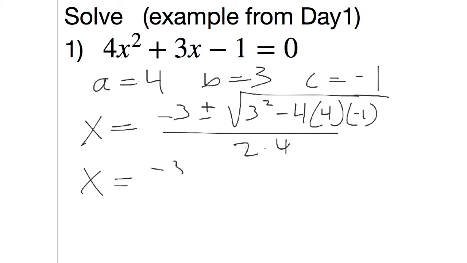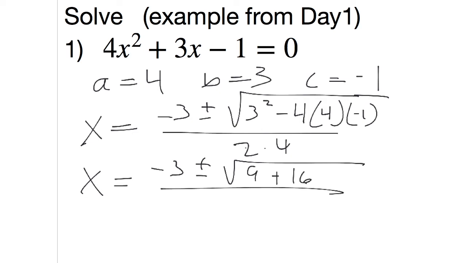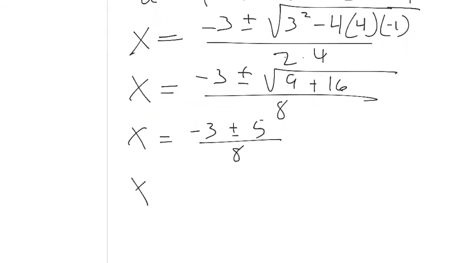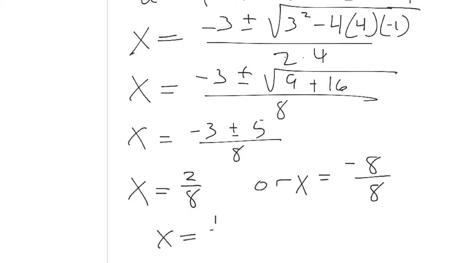So let's do it. Negative 3 plus or minus the square root of 9 plus 16, all over 2 times 4, which is 8. x is equal to negative 3 plus or minus the square root of 25, which is 5, all over 8. x is going to equal negative 3 plus 5, which is 2, over 8, or negative 3 minus 5, which is negative 8, over 8. When you simplify it down, you get x equals 1/4, or x equals negative 1.